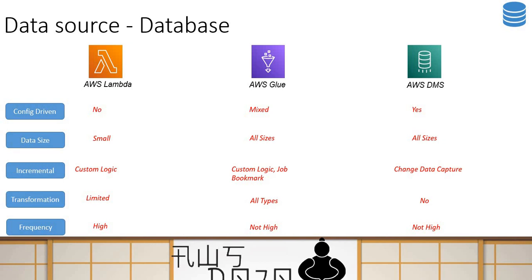DMS can also handle incremental data because it supports change data capture, CDC. Since it supports CDC, you can really do incremental data ingestion using DMS. DMS cannot do any transformation. The maximum you can do is select certain columns in your database and apply filters, but nothing more than that. You cannot do any real transformation in DMS. So you can say transformation is almost none when it comes to DMS.